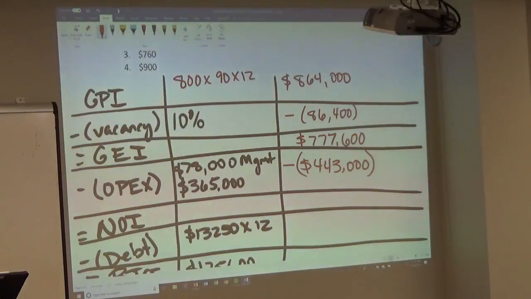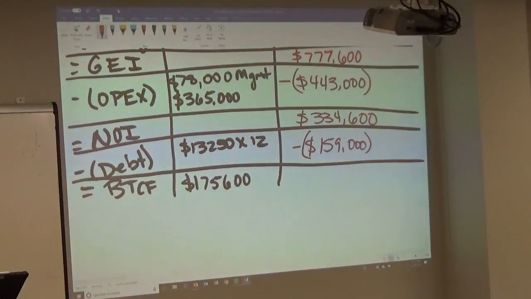So $777,600 minus $443,000 gives us an NOI of $334,600. We know our debt service is $13,250 a month, so $13,250 times 12 is $159,000, and that's a minus, of course. So our NOI of $334,600 minus our debt service payment of $159,000.